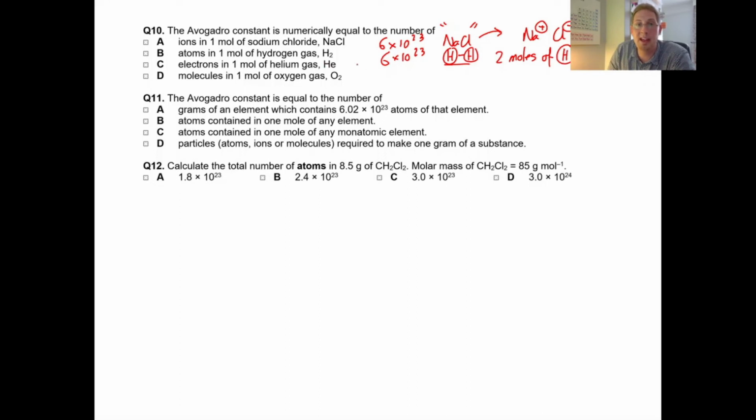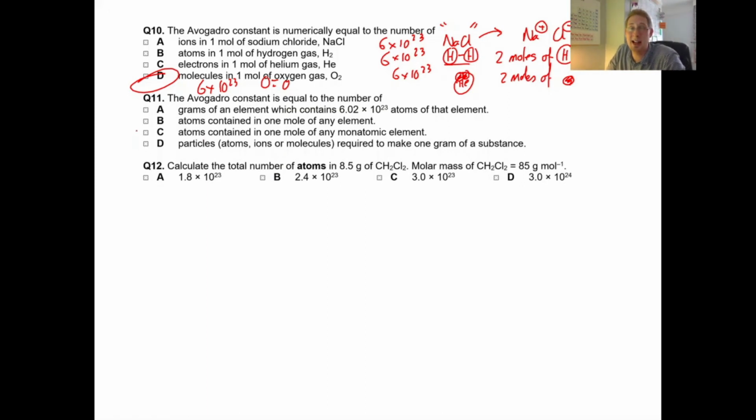Electrons in 1 mole of helium. Well, again, we've got 6 times 10 to the 23 of these. But helium's got 2 electrons. So again, we've got 2 moles of electrons. But the number of molecules in 1 mole of oxygen gas, that means we've got 6 times 10 to the 23 of these, which is 1 mole. So the answer is D.